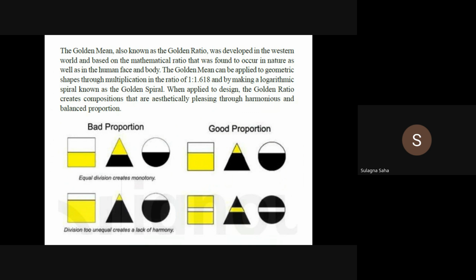When we apply it to design, it creates compositions that are aesthetically pleasing through harmonious and balanced proportions. For example, when we have exact equal divisions in a subject, it creates some sort of monotony. Divisions that are too unequal will also create something which doesn't have harmony. On the other hand, to create a good proportion, the idea is to use the rule of thirds, or the rules of contrast.